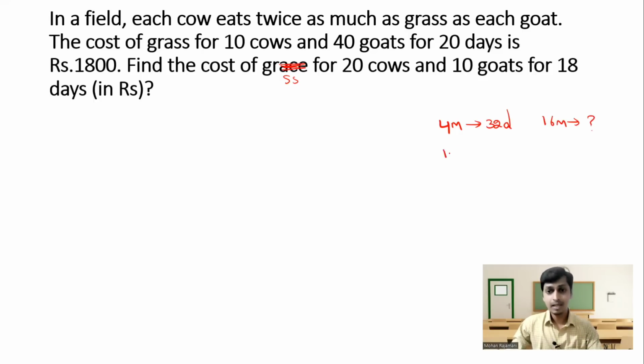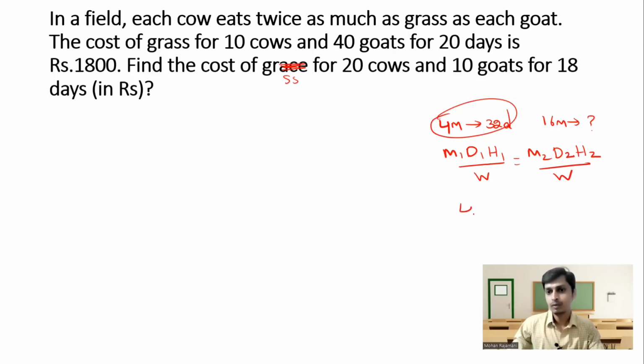The structure is M1 number of men working for D1 days, each day working H1 hours, to complete W units of work. So men, days, hours, work. And this is equivalent to M2 men working for D2 days, H2 hours to complete W units of work. Here, in the first case, we have 4 men working for 32 days. We don't have anything about hours and work, so you can skip it. And in the second case, we have 16 men, and you have to find in how many days they will complete the work. Now, you can cancel this.